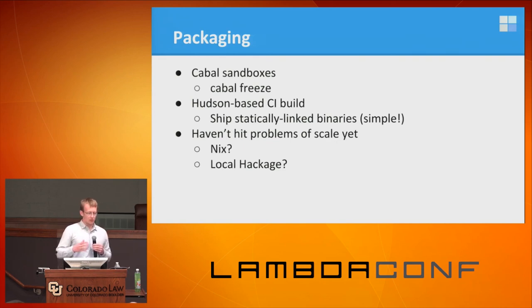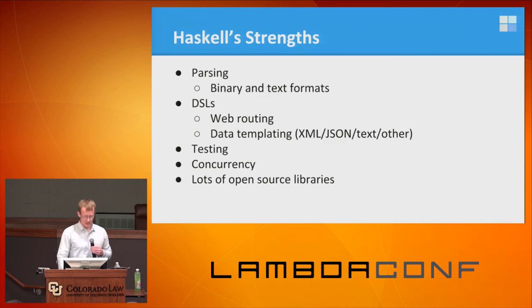For packaging and deployment, we run a Hudson-based CI build. And it turns out that we just do a statically linked binary. So we just have a gigantic binary, which we then just sync over to our production servers. We haven't really hit the problems of scale yet, where we might need something like a local Hackage instance or Nix to do dependency management. But it turns out that it's extremely simple to push static binaries to the server, so that's worked pretty well so far. Oh, and Cabal sandboxes are really excellent for managing dependencies too.